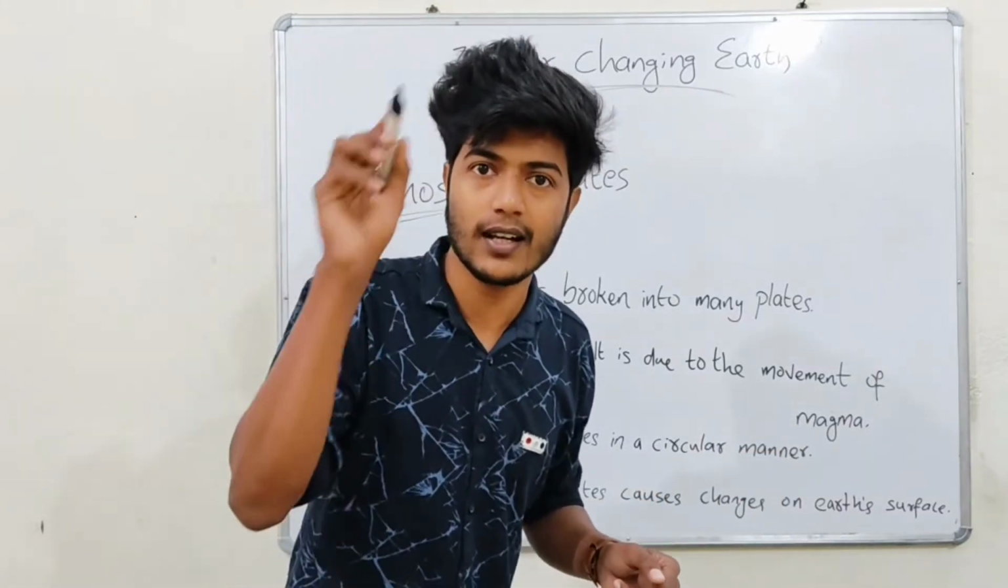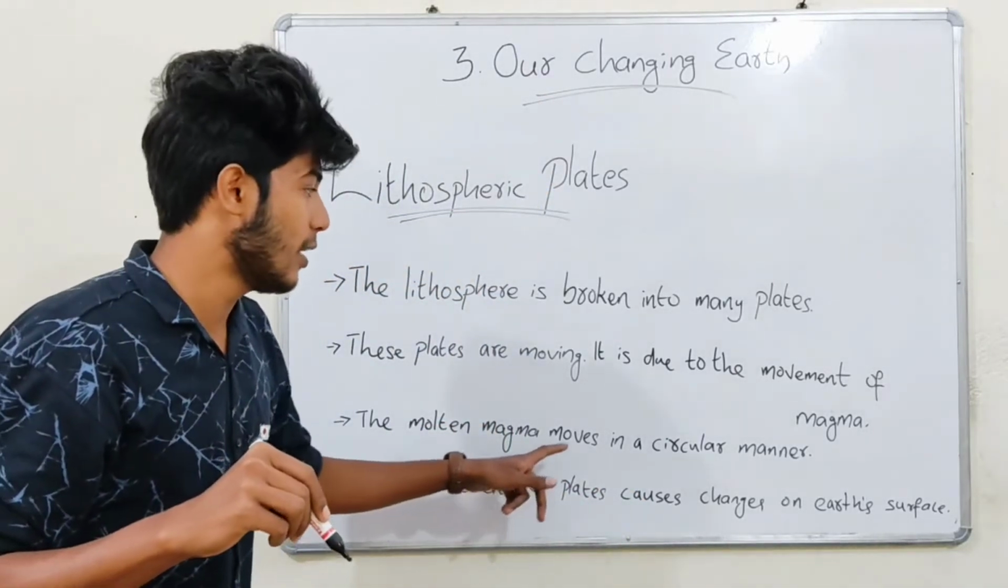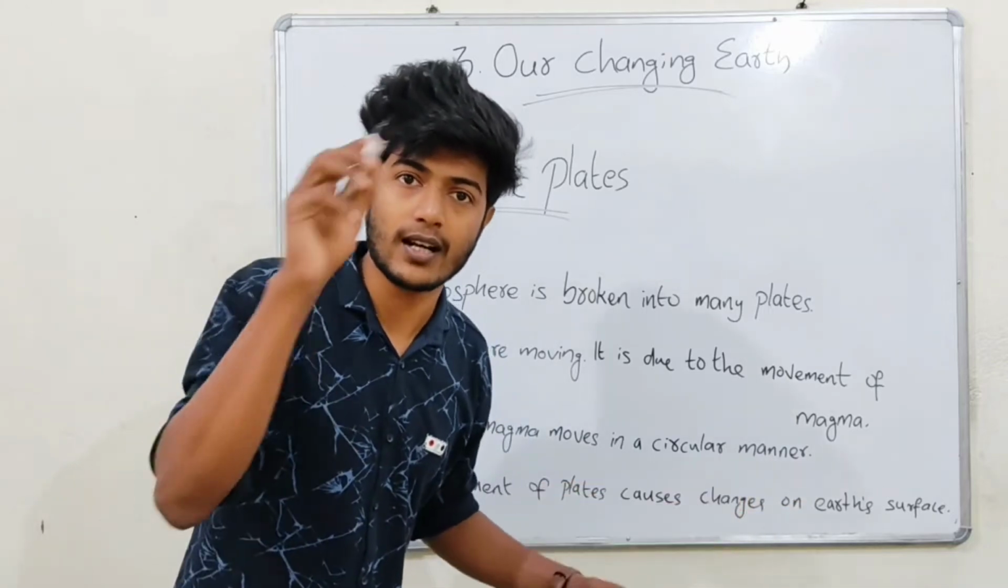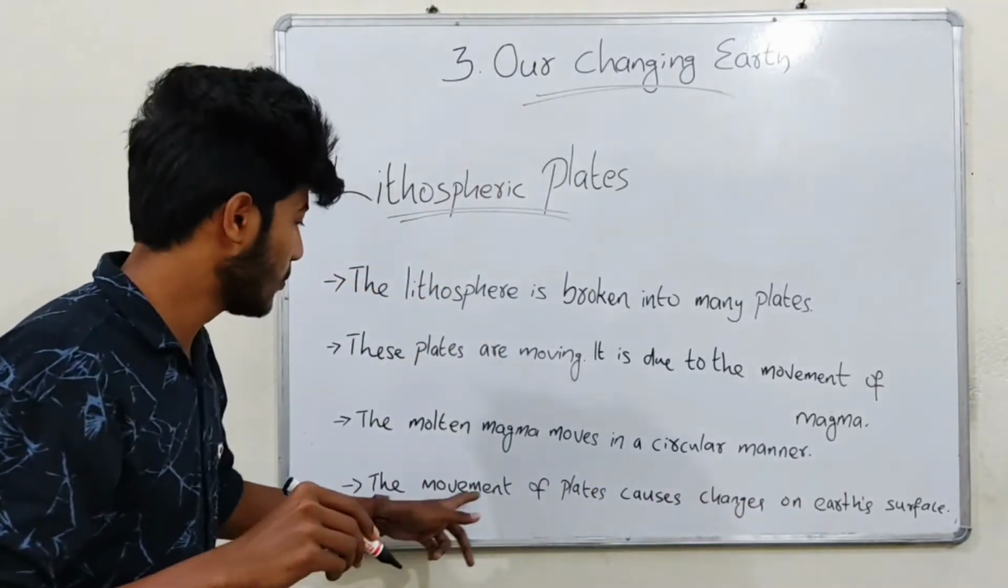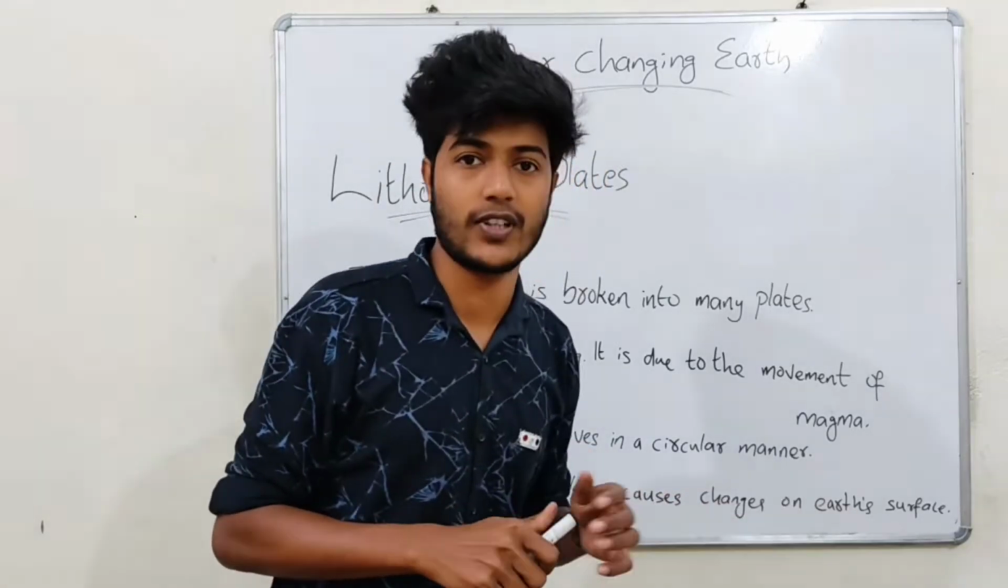Circle means around. The molten magma means the liquid magma moves in a circular manner, in a round manner. Then the movement of plates causes changes on the Earth's surface.